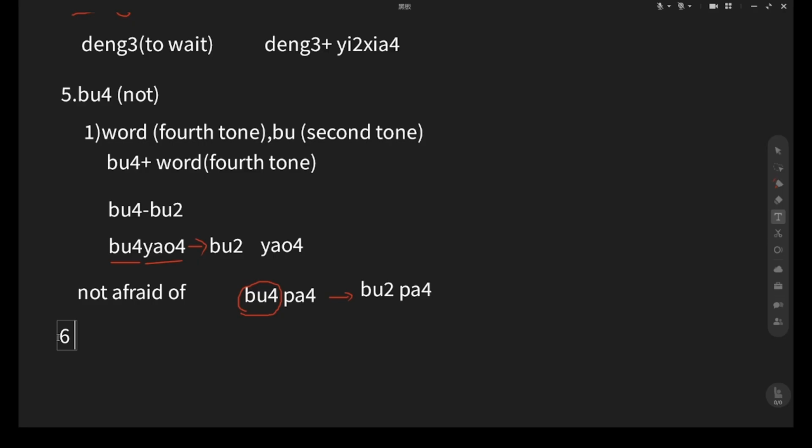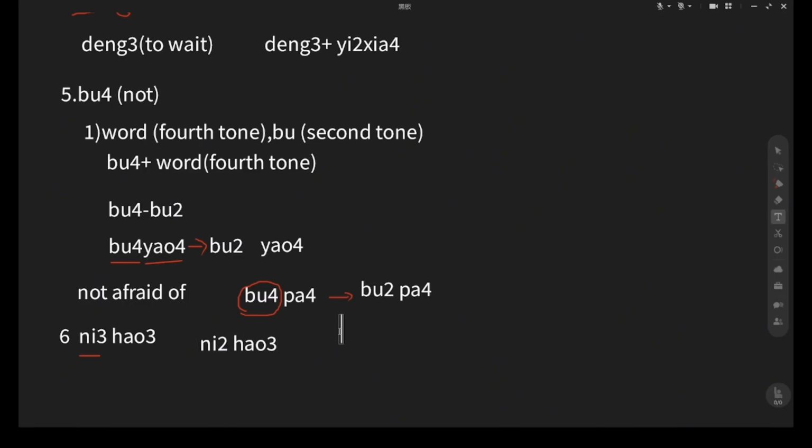And rule 6. See, it's two pinyin, all third tone, right? So if two words are together and both are the third tone, the first word should change to the second tone. We don't read the third tone, second tone.